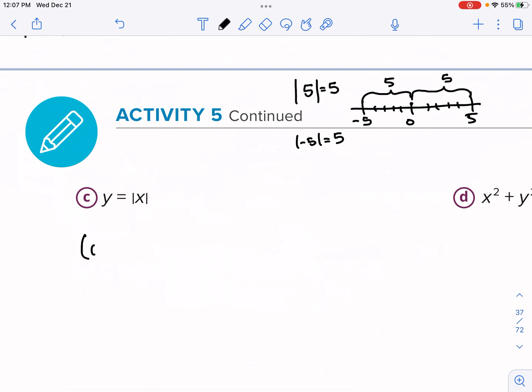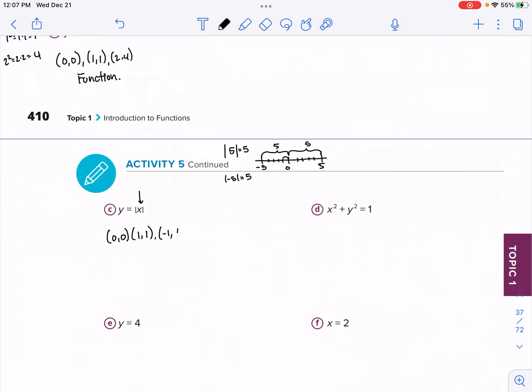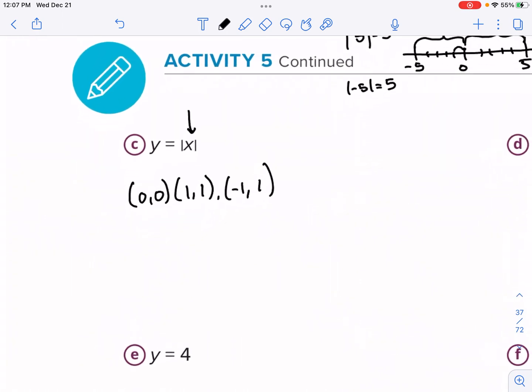If I plug in a 0, how far is 0 from 0? Well, it's not far at all. It's exactly that same point. And let's plug in a 1. How far is 1 away from 0? It's 1 away. And then you know what? I'm going to plug in a negative 1. How far is negative 1 from 0? Negative 1 from 0, that's just 1 unit. A positive 1 unit.